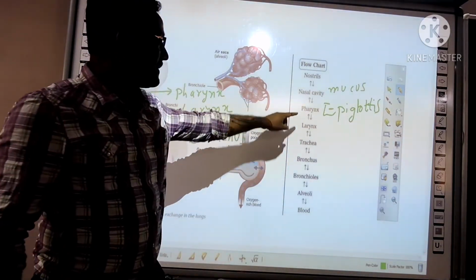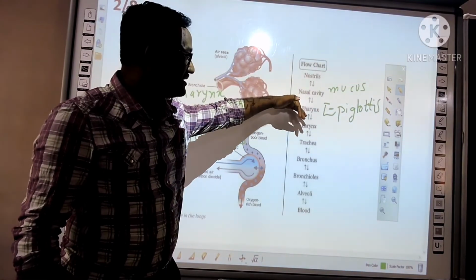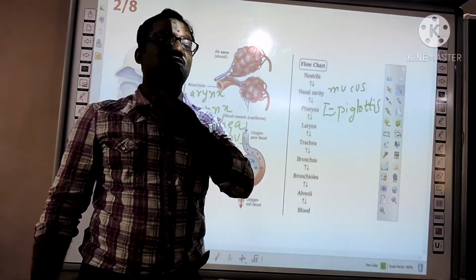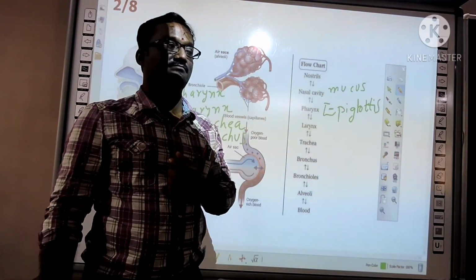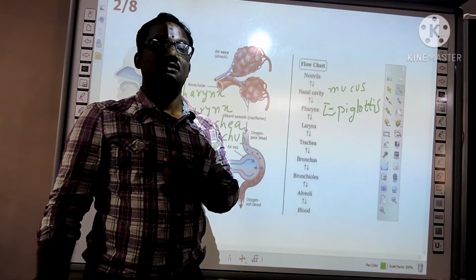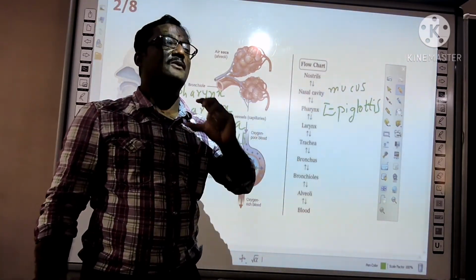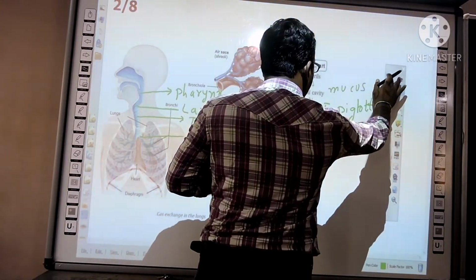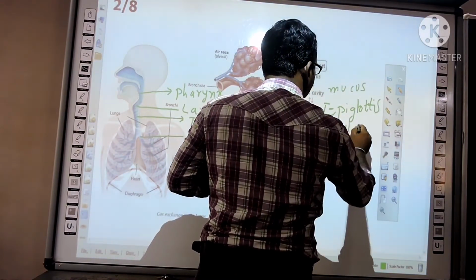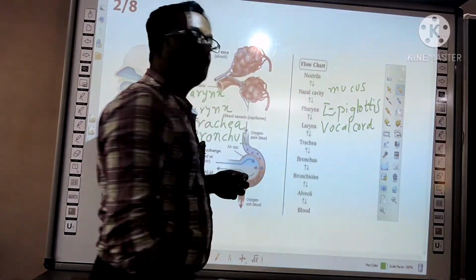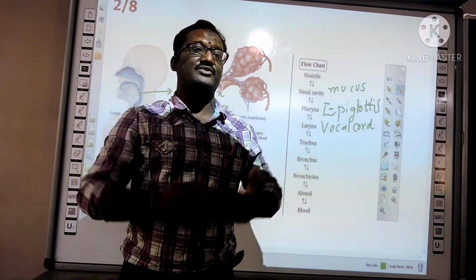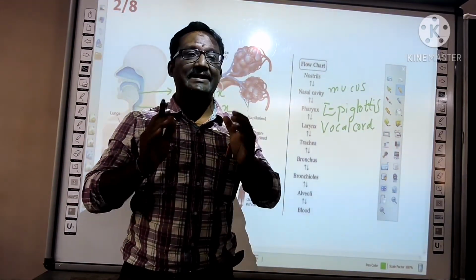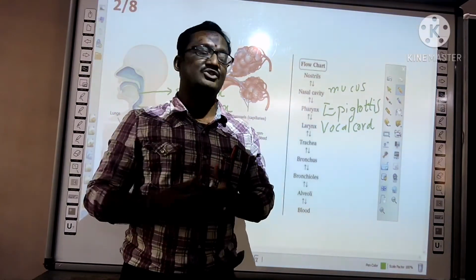From the pharynx, the air next moves towards the next part, that is the larynx. Larynx means voice box. That means where the sound is produced in our body. The larynx consists of muscles which produce the sound, called vocal cords. So whenever the air comes out from the lungs, it passes over the vocal cords and vibrates them, then sound is produced.